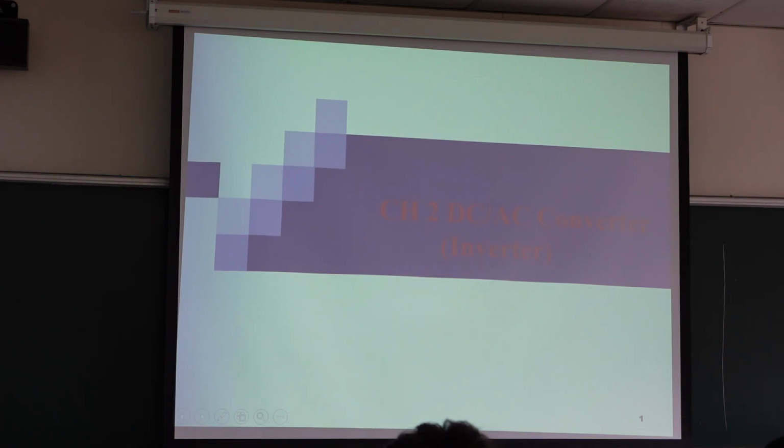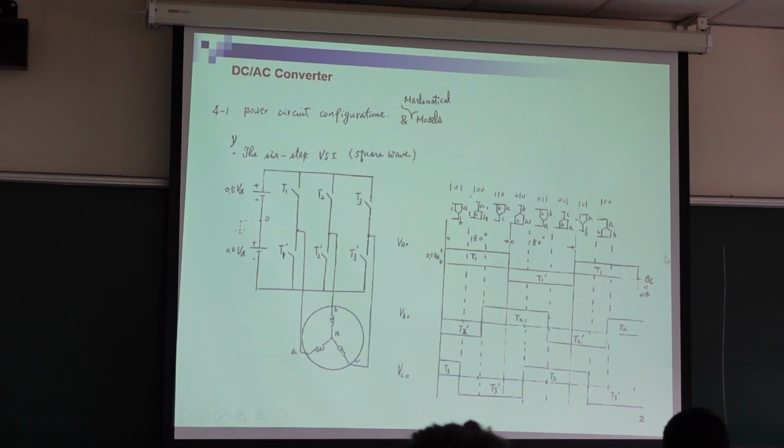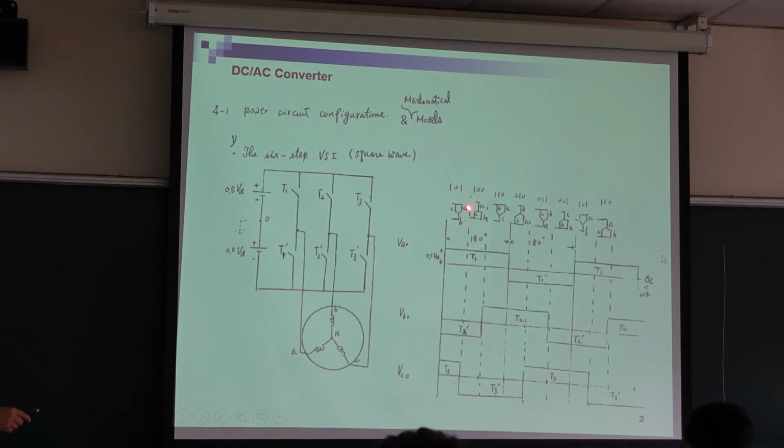So now we will move to the six-step inverter. What is the advantage of the six-step inverter? It is easy to understand. What is the disadvantage of the six-step voltage source inverter?